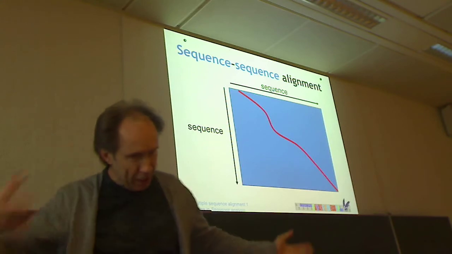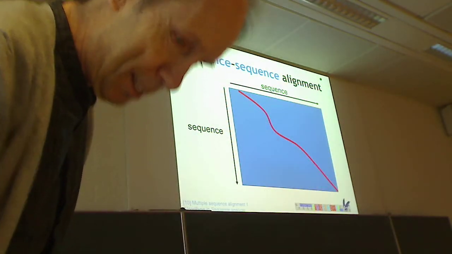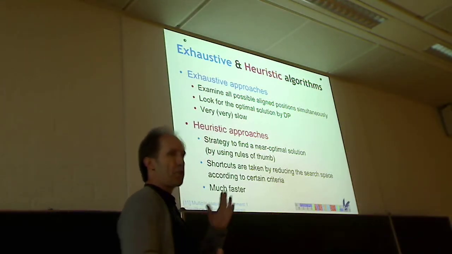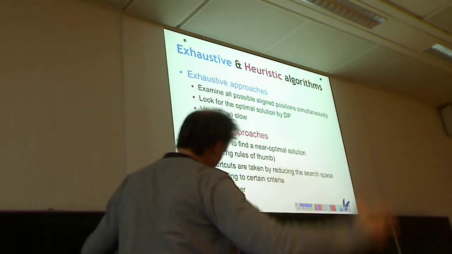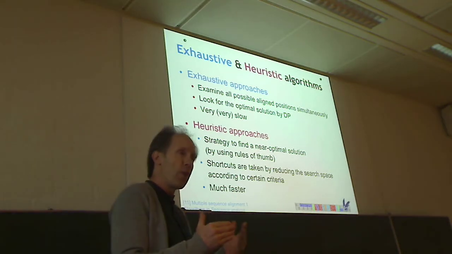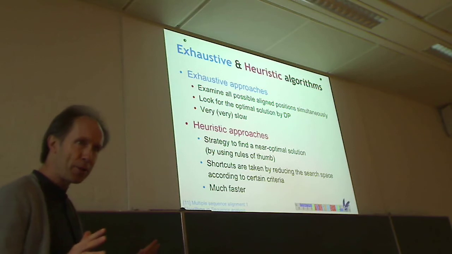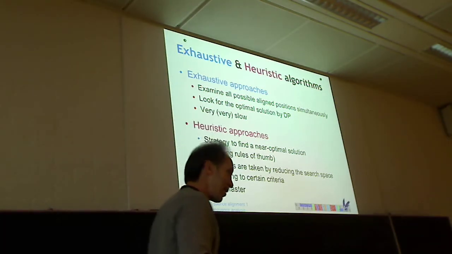But here we need to align 3 or more sequences. So how do we do that? Well, basically, there are 2 classes. There are exhaustive approaches, like look into all possibilities. In fact, that's what you do when you align sequences pairwise. You look for virtually all possibilities by dynamic programming. Could we play this trick for 3 or more sequences? Think about it for a moment and I'll show you.